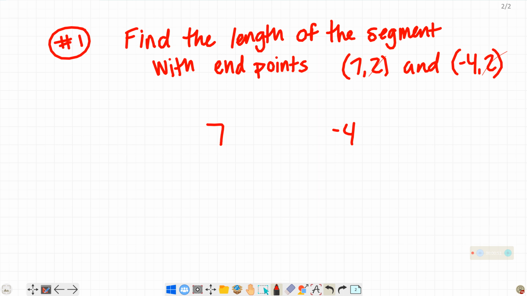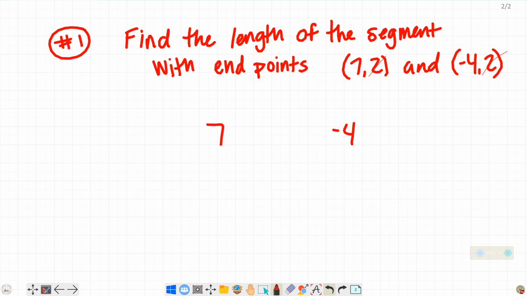We have to ask ourselves, do they have the same sign or do they have different signs? Meaning, are they both negative? Are they both positive? Those would be the same sign. Or do they have opposite signs? Is one positive and the other negative? If they were the same sign, we would subtract. Same sign, subtract. That's one way you can remember it, is a bunch of S's together.